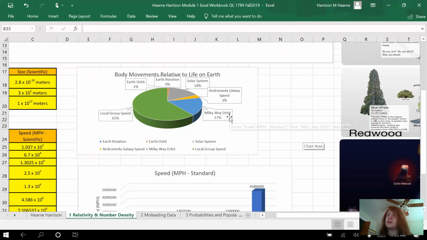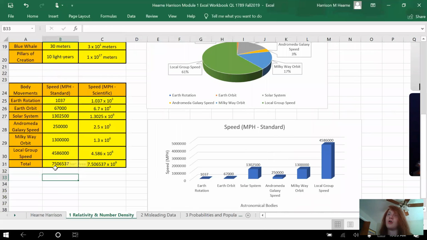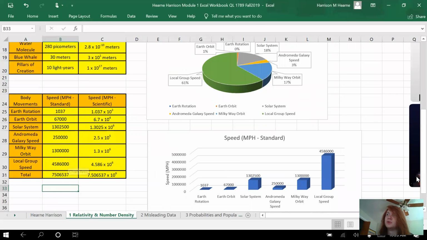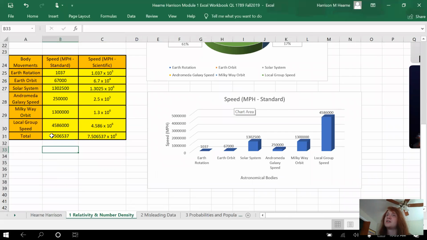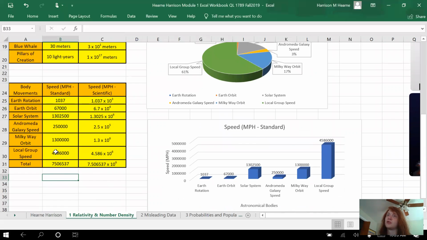Then the next is the speed of the Milky Way orbiting, which takes up 17% of that overall 7.5 million. Then our solar system moving takes up 18% of that. But over here, we can see that the local group speed is taking up a massive 61% of that 7.5 million, which makes sense because the local group speed is almost 4.6 million.